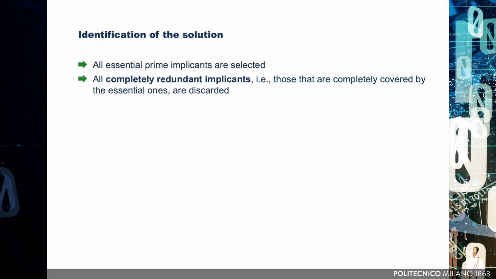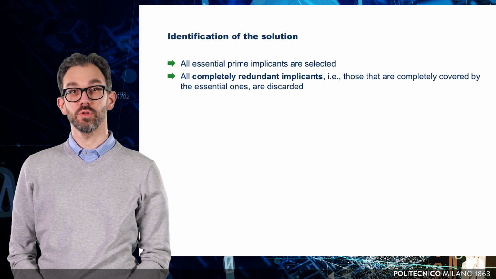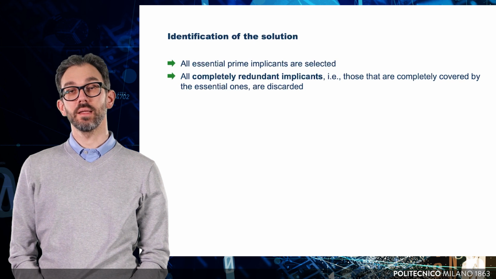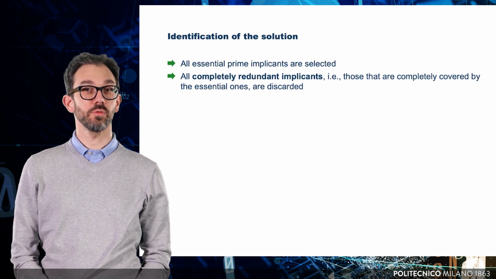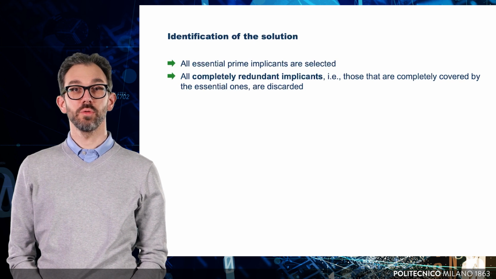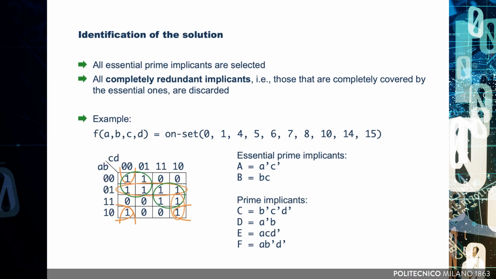The definition of the solution starts by selecting all the essential prime implicants. Since each of them is unique in covering at least a 1 on the map, their selection is mandatory. Next, all the prime implicants that cover ones which are already covered by the implicants just selected are eliminated. These eliminated implicants, known as completely redundant, are not necessary for the coverage, and selecting them would only result in a higher cost.